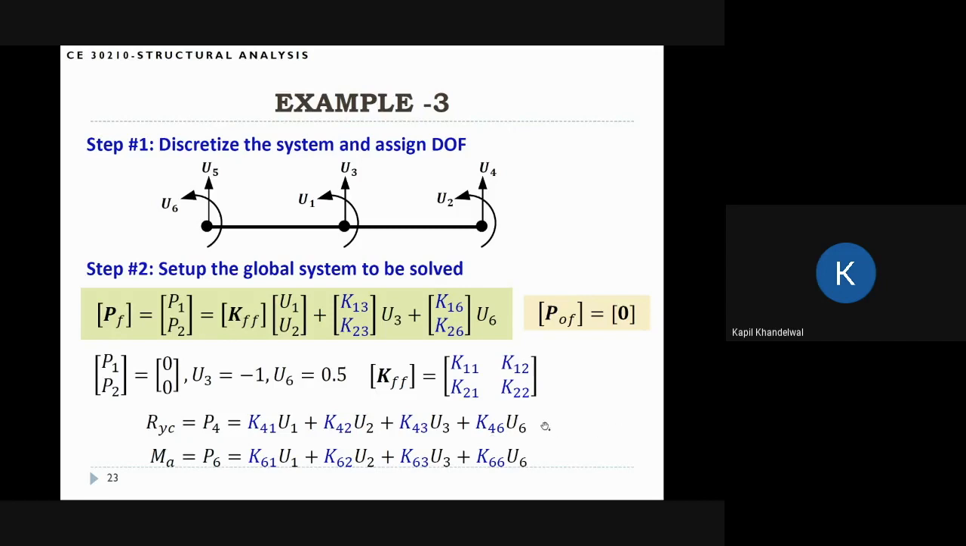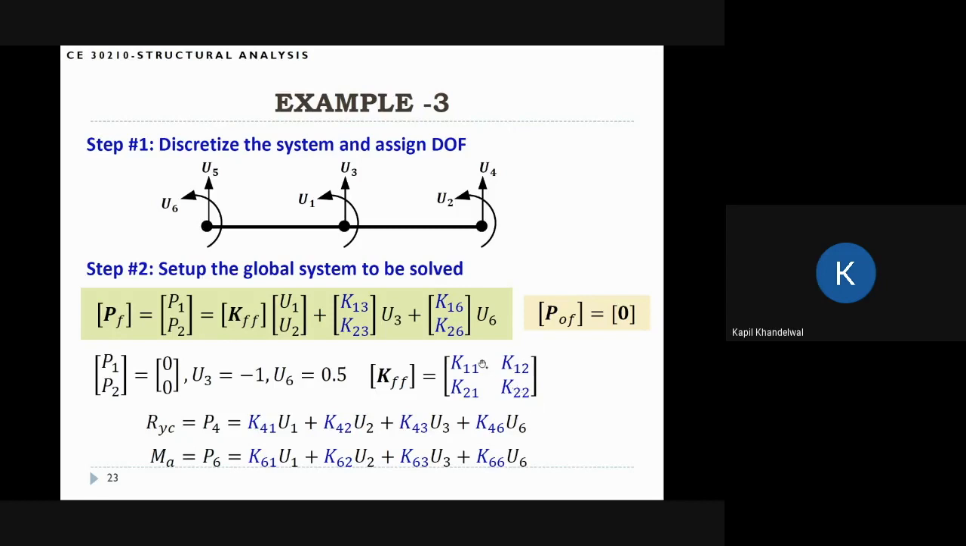For example, there will be K45 U5, but we are not taking into account K44 U4, because U4 and U5 are all 0. So I'm just including the non-zero terms here. These are the non-zero displacements, so we have to find the corresponding stiffness coefficients. Similarly, for P6, we will need these stiffness coefficients. And once we set up the system, then we can think about how to generate those stiffness coefficients.